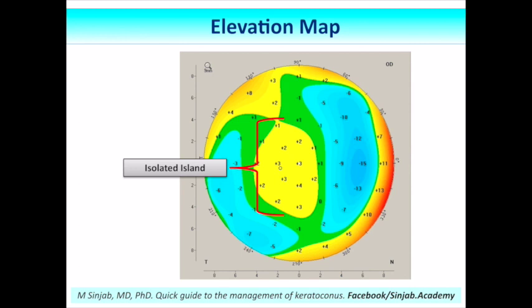isolated island. The isolated island on the best fit sphere means that there is a protrusion either on the anterior surface or the posterior surface or both. So we have to pay attention to this sign, the isolated island.